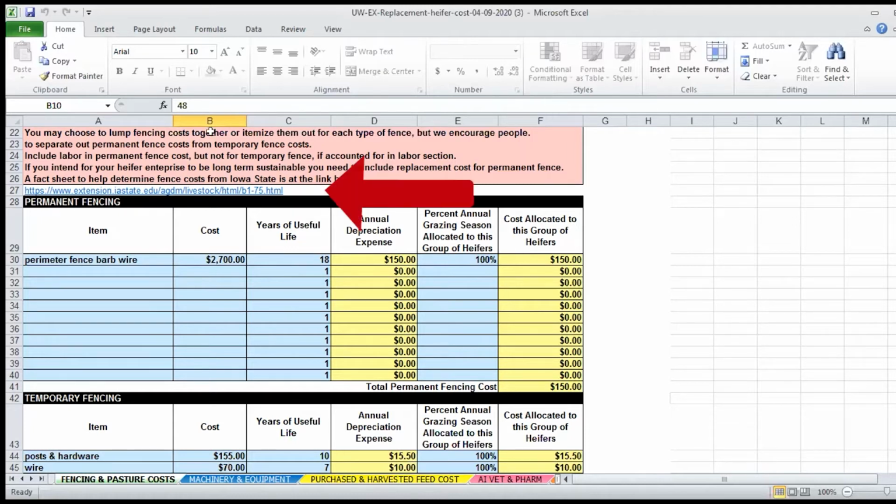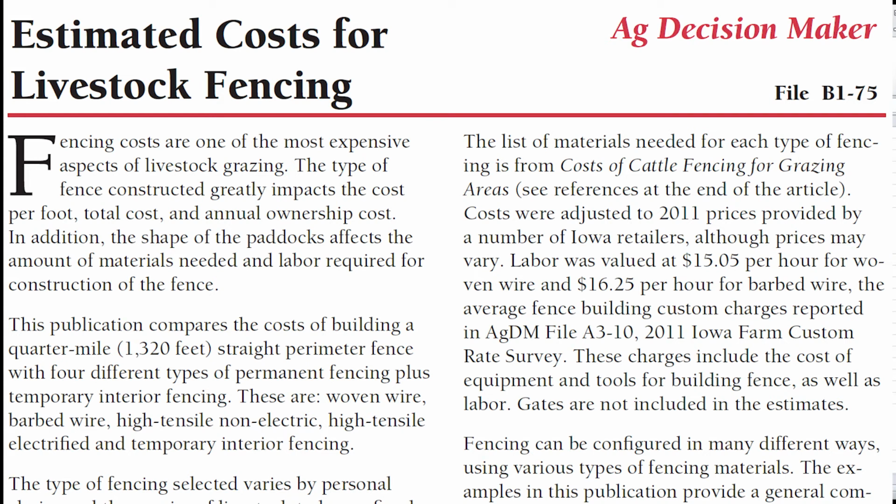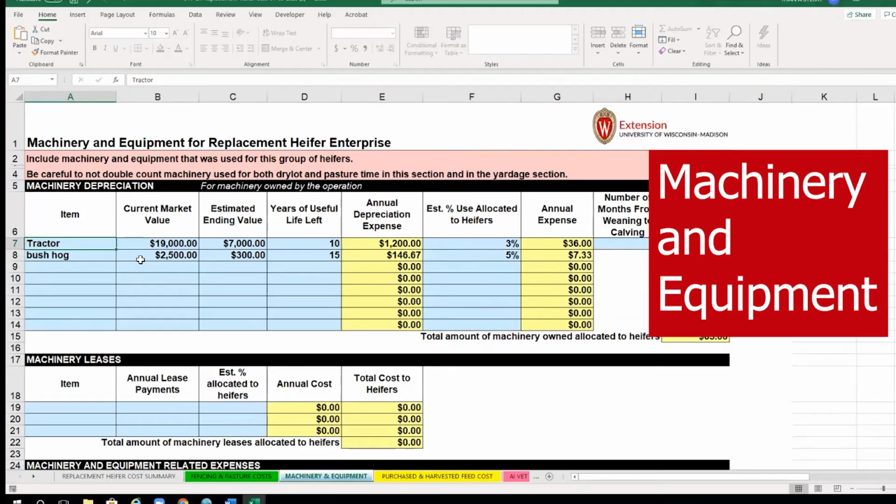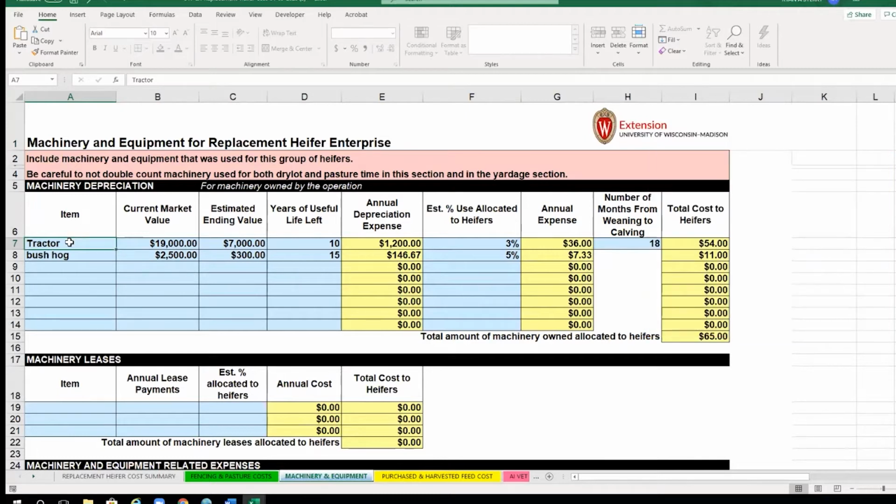We have also embedded a link to a spreadsheet developed by Iowa State University that can be used to help determine fencing costs. Next, we have the machinery and equipment tab for the replacement heifer enterprise budget. In our top section here, we want to look at machinery that's used for managing the heifer enterprise.